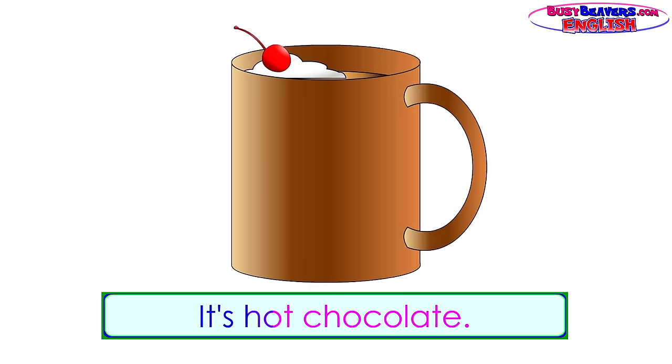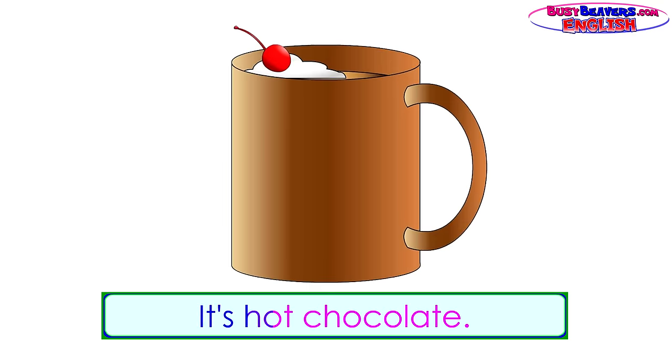Where's Mr. Gorilla? He's in the supermarket. What's he doing? He's shopping. Where's Mr. Penguin? He's in the cell phone store. What's he doing? He's buying a cell phone. Where's Silly Monkey? He's in the glasses store. What's he doing? He's buying some glasses.